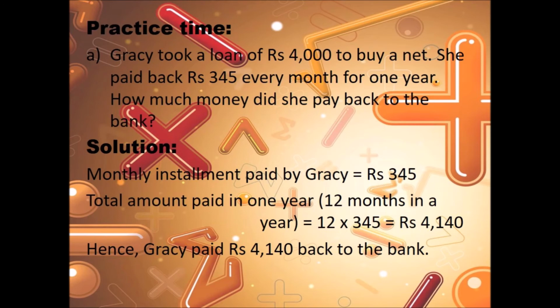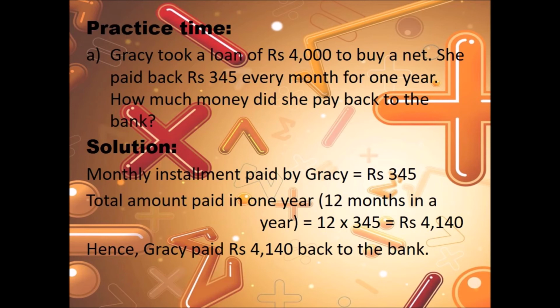See the question. Gracie took a loan of rupees 4,000 to buy a net. She paid back rupees 345 every month for 1 year. How much money did she pay back to the bank? That is, Gracie took rupees 4,000 as a loan from a bank, and also she paid rupees how much? Rupees 345 every month. For how long, children? For 1 year.